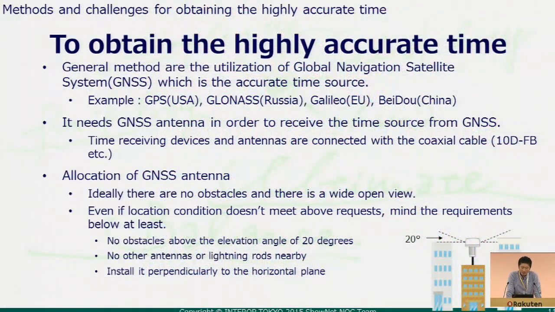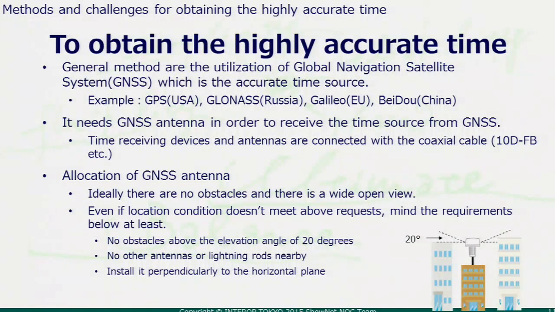So how can we achieve nanosecond accuracy? A key method is to use the Global Navigation Satellite System, GNSS, also known as GPS, which provides the source of accurate time. It needs a GNSS antenna in order to receive the time source from GNSS. Time-receiving devices and antennas are connected with a coaxial cable.